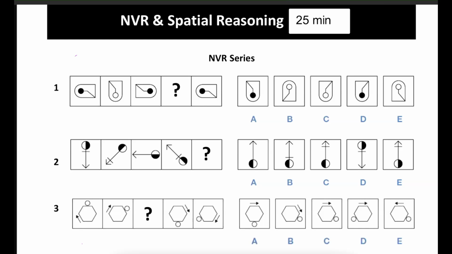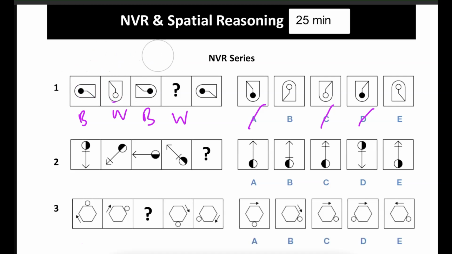So now I'm going to be going through the answers to the NVR and spatial reasoning section of this mock. Question 1, first thing, the circle, the inside of the shape goes from being black to white to black. So here it's going to be white, so we can rule out A and D. Next thing, the actual shape rotates 90 degrees anti-clockwise. So in this one it's going to end up looking like that. So we can rule out C.